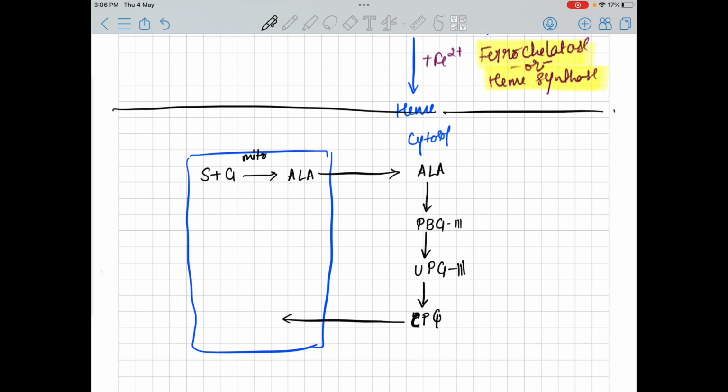Coproporphyrinogen is transported inside, okay? This coproporphyrinogen is converted into protoporphyrinogen 3. It is converted into protoporphyrin. This is converted into heme.